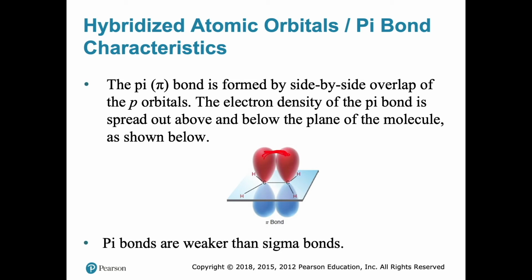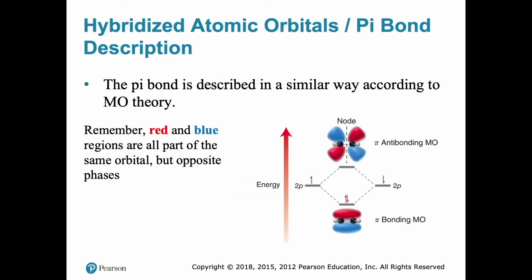The electron density of the pi bond is spread out above and below the plane of the molecule, right? Pi bond. So the thing that you need to remember also about pi bonds is that they're definitely weaker than sigma bonds. Anybody have any questions so far? Any questions? Okay. All right.